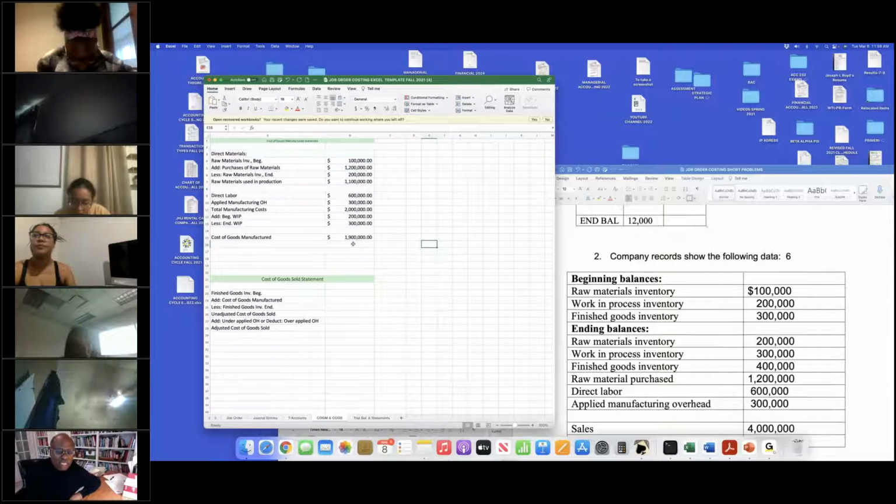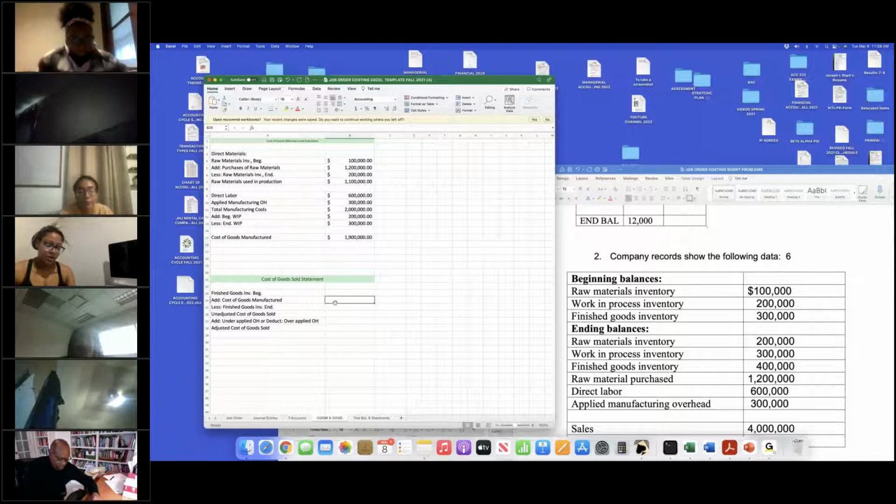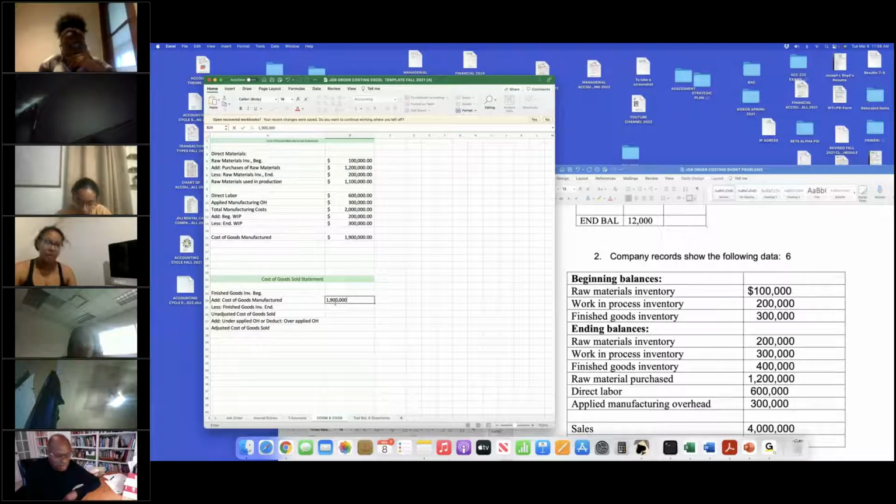So this is that statement that we do. It's not a complicated statement. We add up the raw material, the labor, the overhead. That's the total manufacturing cost. We add the beginning work in process inventory. We subtract the ending work in process inventory. So the cost of those items that we ship to finished goods was $1,000,000. So that's the entry that we made in stage three.